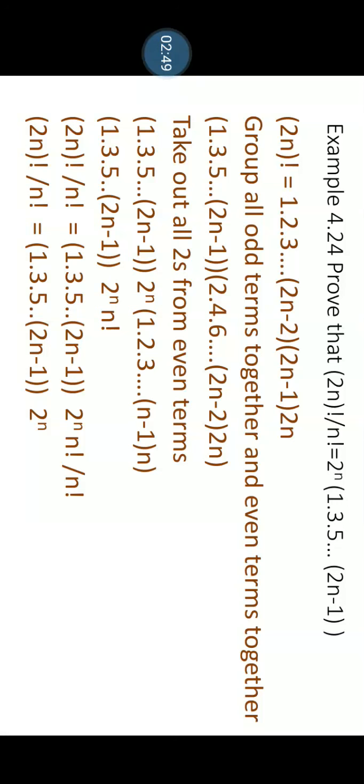So remember carefully, all you are going to do in this sum is just separate the odd terms and even terms, then take out the 2's, write it as n!, and then divide it and get the final answer. Hope you all understood this.